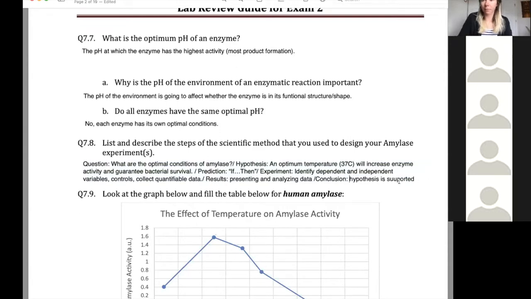I had a question for this. Do we always have to tie it back to the amylase experiment, in terms of mentioning the variables, whether or not we have control samples? I don't know if you understand my question. I might have treated it differently. For this particular question, just the way that it's worded, it's talking about the steps of the scientific method that you used to design your amylase experiment. So you could very generally just talk about the steps of the scientific method. You don't need to put it in the context of a specific experiment, but sometimes that can help in explaining the steps if you have a concrete example.